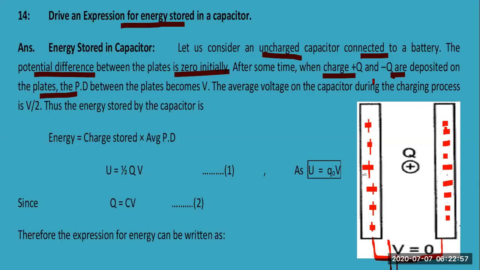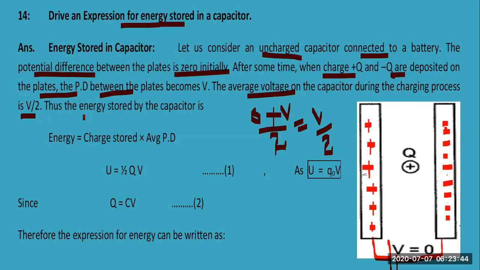Here it is. Plus Q and minus Q charges are deposited on the plates, and the potential difference between the plates becomes V. Now, the average potential difference in the capacitor during the charging process is V divided by 2. How is it V divided by 2? Because at the start it was 0, then it achieved the value V when fully charged, and the average is divided by 2. So this is the average potential between the plates.